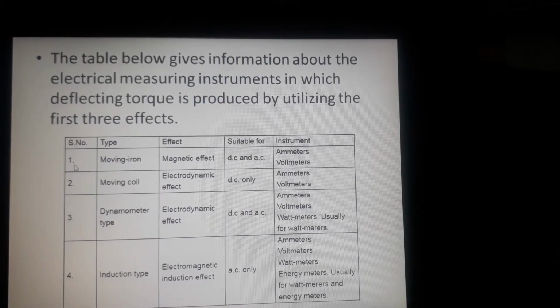We're going to see a table where the effects and the instruments they are suitable for are given. If it is a moving iron, then the effect is the magnetic effect and it is suitable for DC and AC. The instruments using this effect are the ammeter and the voltmeter. Again here, moving coil, electrodynamic effect, DC only. It will be used only for DC, not for AC. Again the ammeter and the voltmeter, and this is regarding all these types.